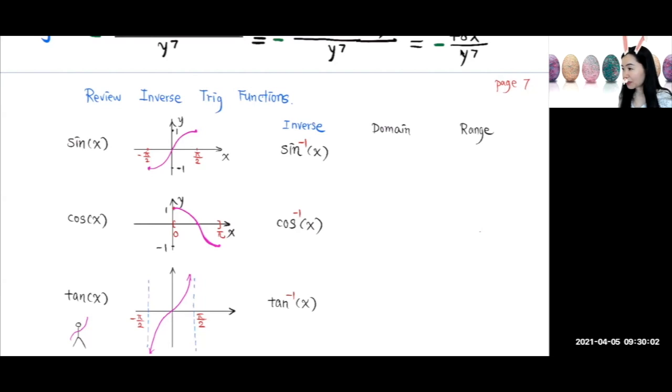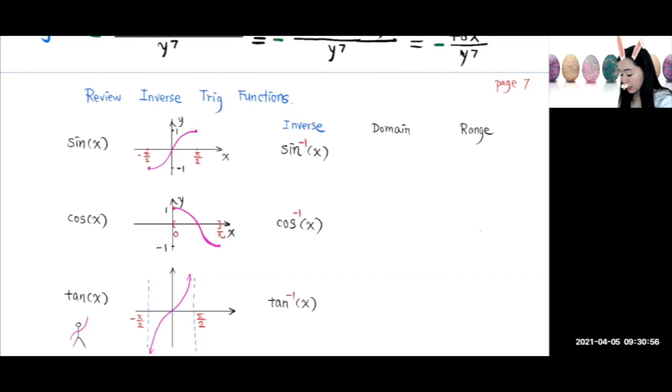Now do you remember 1-to-1? For each x in the domain, there's only one y corresponding to it, and for each y in the range, there's only one x corresponding to it. So when I restrict the domain of sine from -π/2 to π/2, this function is 1-to-1, and it takes on every value in the range from -1 to 1. So it has an inverse. The -1 in the upper right corner of sine indicates it is an inverse function.